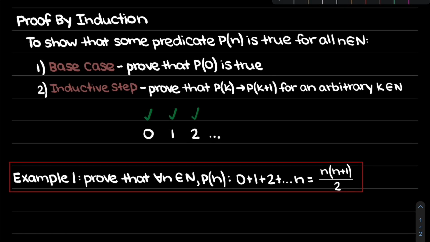Now let's put this technique to use with an example. We're going to try to prove that for all natural numbers n, P(n), which is the sum of the natural numbers from 0 to n, is equal to n times (n+1) over 2.